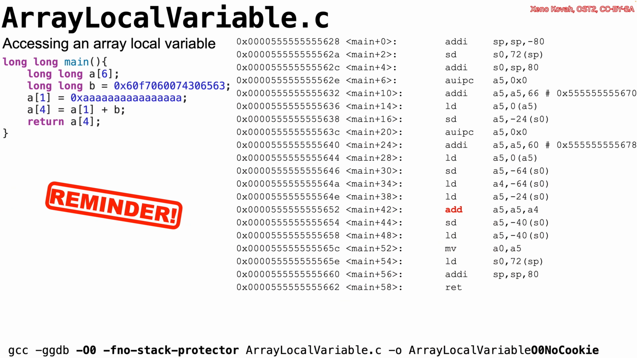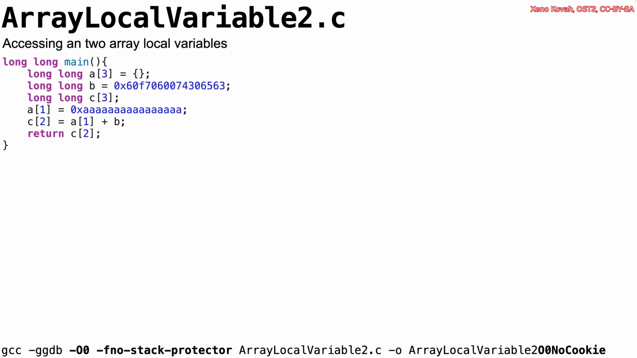Now, as a reminder, what we just covered was ArrayLocalVariable.c, and that had a 6 long array followed by a single long. Now let's do a small permutation on that, ArrayLocalVariable2. We're going to break up that A that was 6 longs before. We're going to make it 3, and we're going to give it explicit initialization with an implicit 0. And then we're going to have another 3 that we'll call C down here with no initialization.